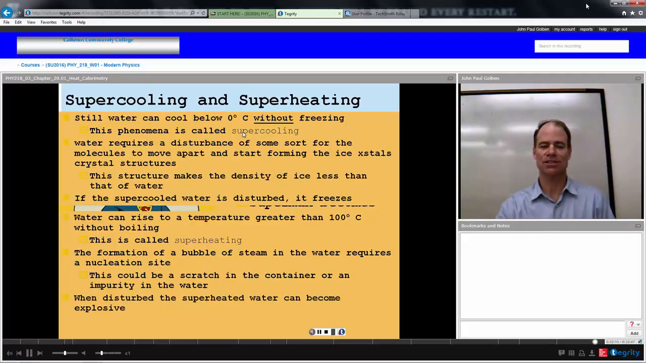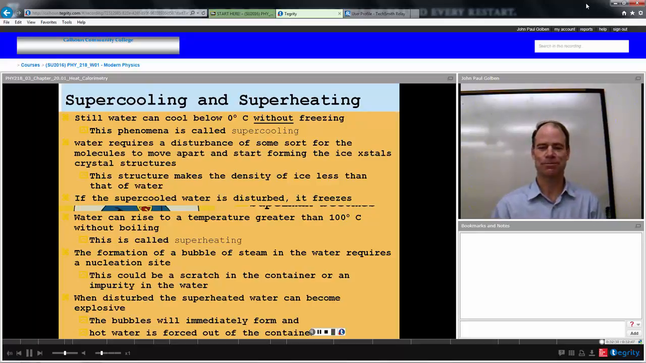So any kind of disturbance in that, you disturb that superheated water and it could explode as this water suddenly starts changing to gas and it is doing it uniformly. So you have an explosion as this superheated water becomes a gas. The bubbles will immediately form and become gaseous, forced out of the container. Superheating. All right, this is the first of the 3 short videos in this chapter 20 on heat exchange.